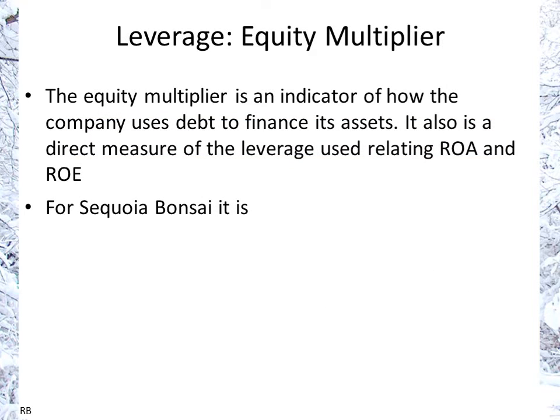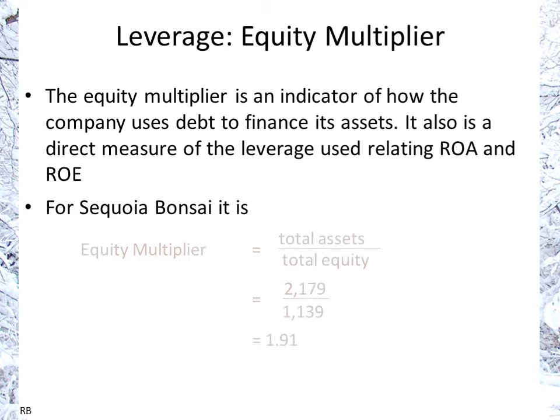Now we move to equity multiplier as a measure of leverage. It indicates how the company uses debt to finance assets. So it's a measure of leverage, and it also has a relationship between our return on assets and return on equity, which we will see in the Dupont identity.